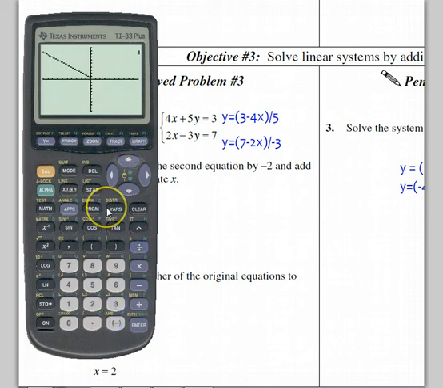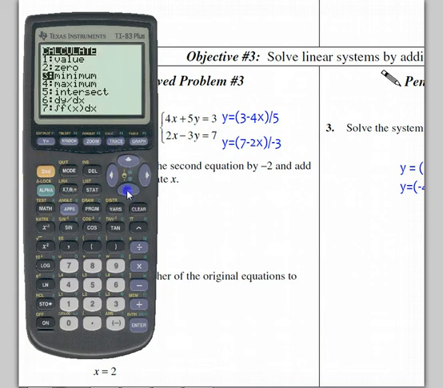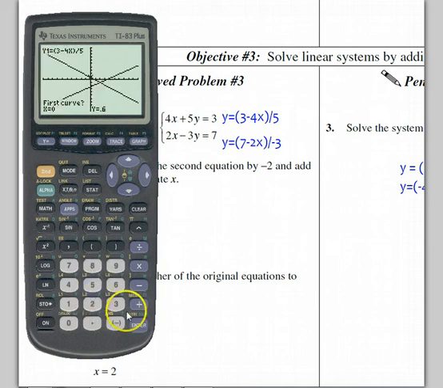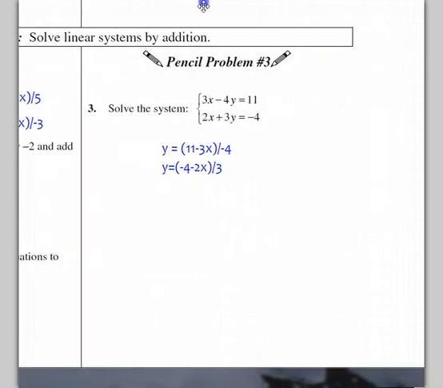Graph it. Yes, I do see a point of intersection. Second, trace, 5. First curve, enter. Second curve, enter. Guess, enter. The point of intersection is (2, negative 1). Now let's go ahead and look at the other problem.